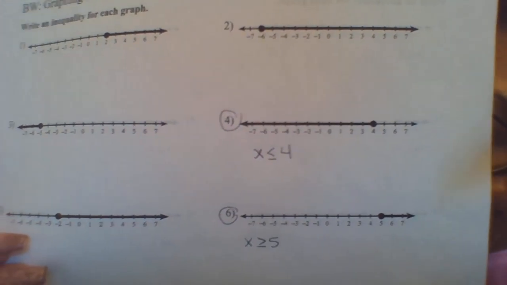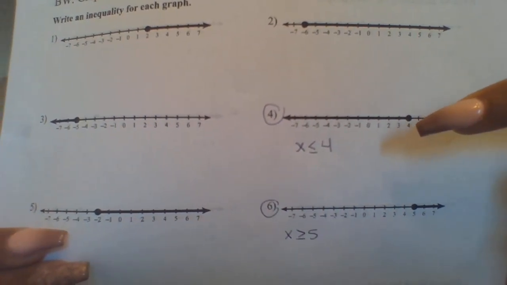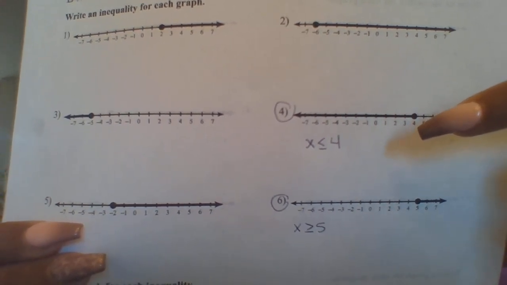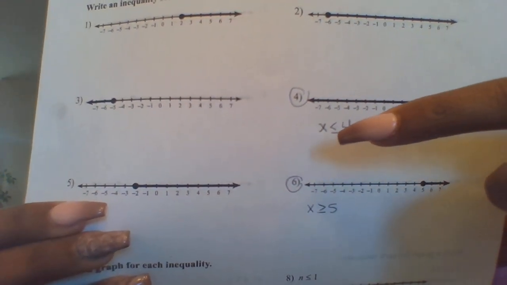I did notice while reviewing this assignment that I made all of the circles closed on the inequalities, so we'll be sure to clearly articulate when they're supposed to be open. So if we start with problem 4 on the assignment, we see we have this closed circle at 4. Because we have this closed circle at 4, we need a line underneath our inequality.